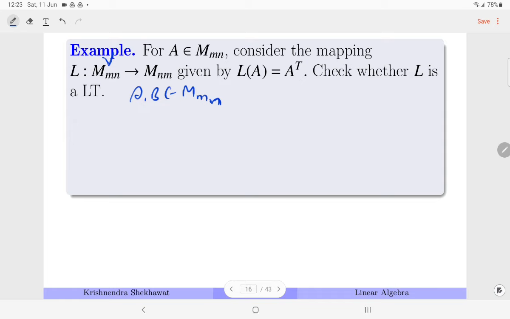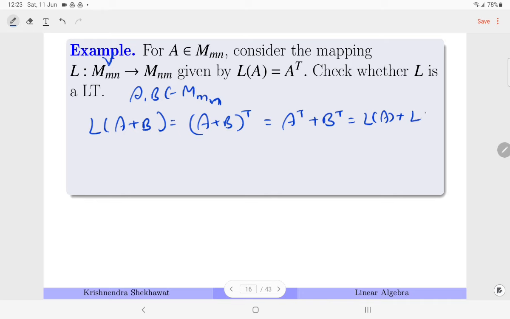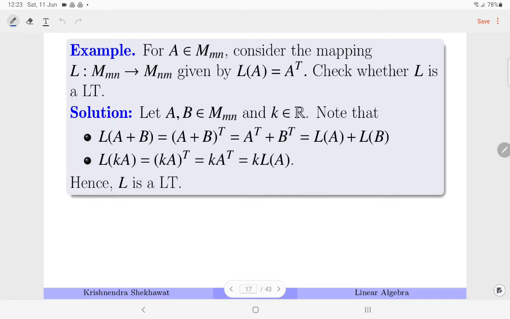So here it is Mn, and then the left hand side says that L of A plus B should be equal to L of A plus L of B, which is A plus B transpose. Now, for A plus B transpose, recall the properties of a transpose. This can be written as A transpose plus B transpose. A transpose becomes L of A and B transpose becomes L of B. So the first property holds. Similarly, we can show that the second property holds as follows, and therefore it is a linear transformation.